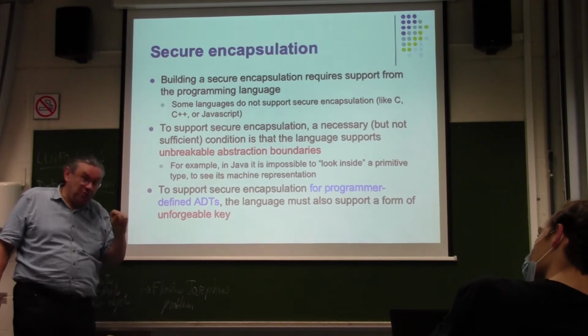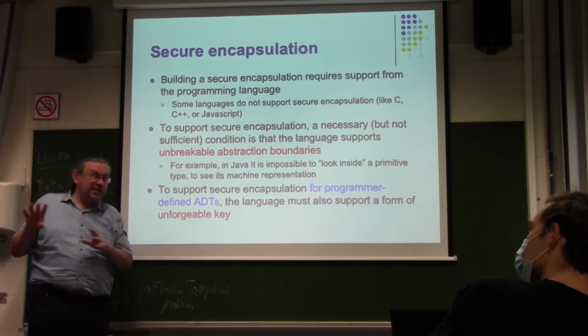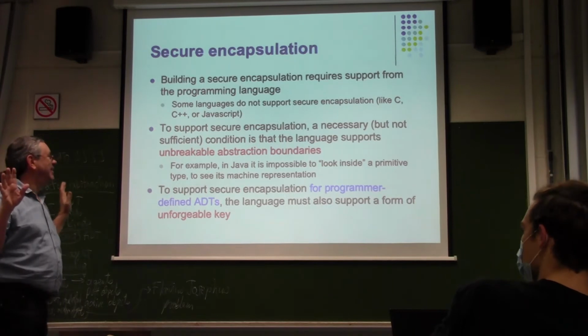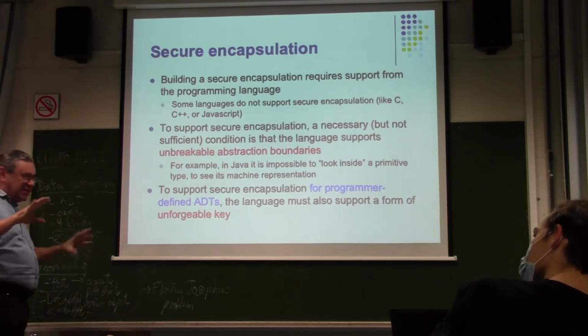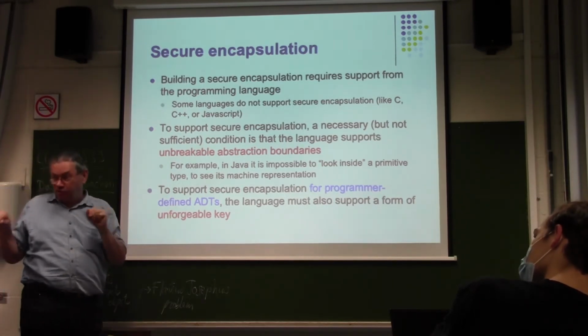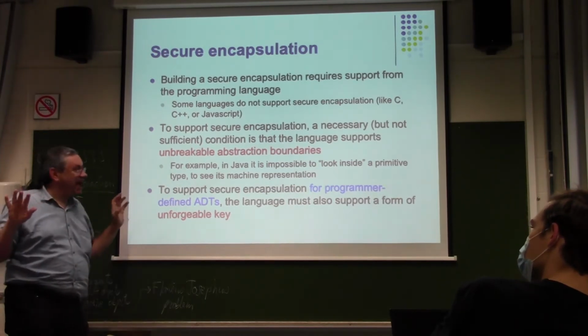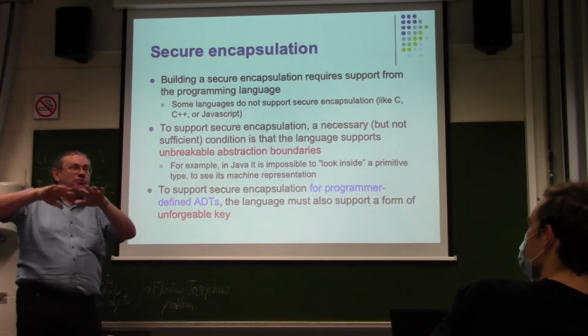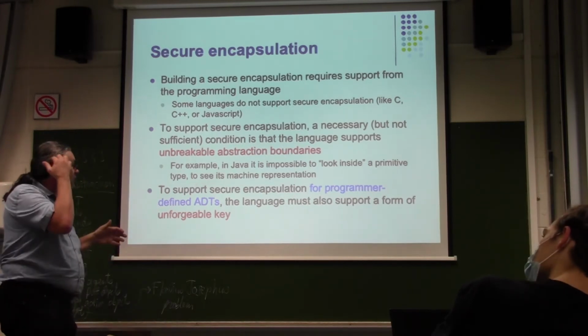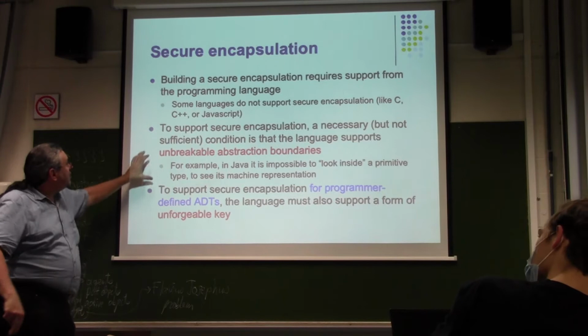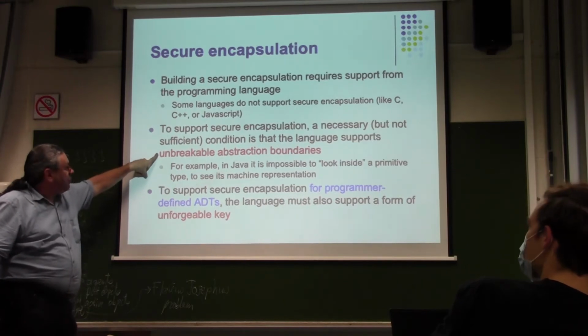In C++, you can do a cast, and you can even look at the stack. You can look at everything. You can really see exactly what's going on in terms of machine instructions. So it's not protected, okay? It looks like you have abstractions, but they're not really abstractions, okay? So this is important, the language has to support it.